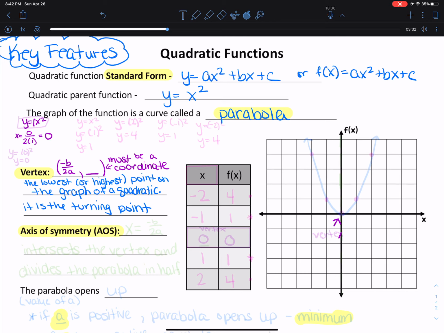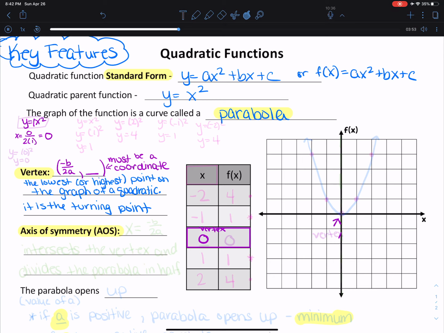So I'm actually always going to put my vertex in this middle set of boxes here. I always want to put that in the middle. Because if you think about it, it's like the middle of your parabola, so we want to put it in the middle here. So I'm going to put my x here. That's the x of my vertex.